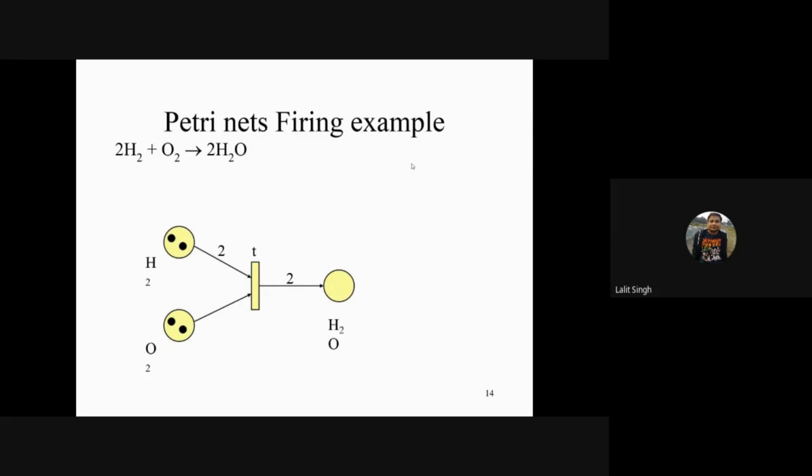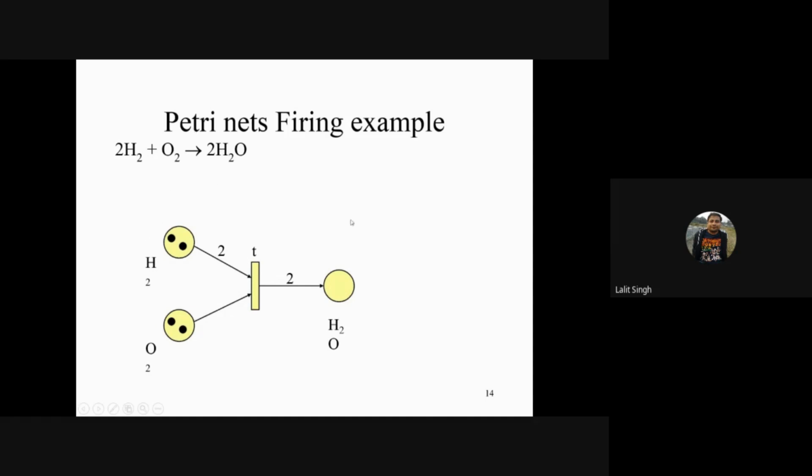So suppose I want to model a very small chemical reaction. I'm taking a very small example, just to make you understand the working principle of Petri nets. This reaction is very simple: hydrogen plus oxygen gives water. And I want to model this reaction.